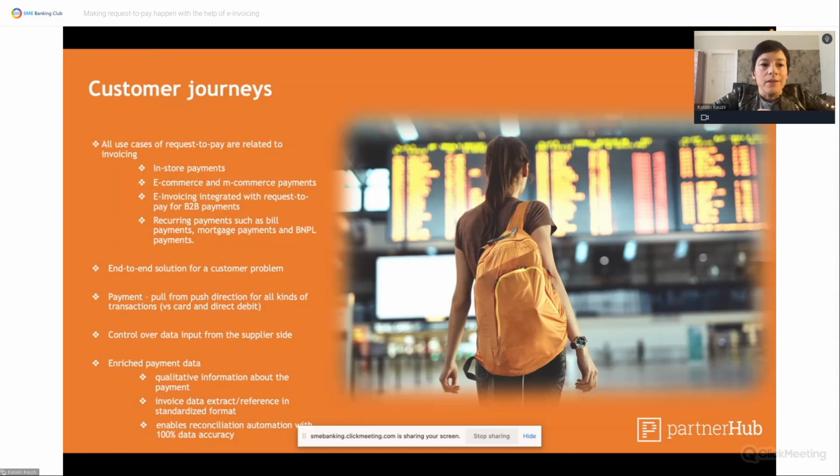But together with e-invoicing and together with all the data provided by the invoice, the payment request, and the payment, it solves the customer's problem, which is on one hand digitalizing the invoicing and payments processes, but also automation of the reconciliation problem. And why the request to pay service is good in this respect is that it will be a pull transaction instead of a push direction for all kinds of transactions.